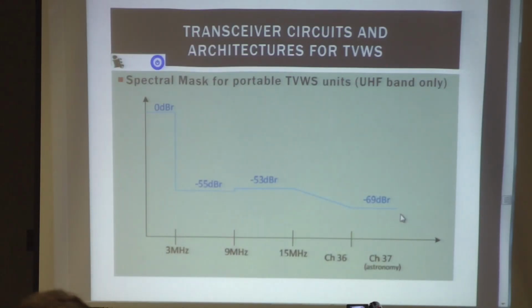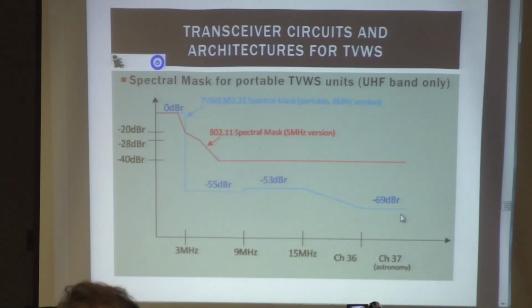Now, just to give you an appreciation of how stringent these specs are, even for portable applications, I'm comparing here to Wi-Fi 802.11. This is the 5 megahertz version. And as you can see over here, the spectrum mask of 802.11 is actually much looser than what's required for TVWS. And this is mainly just to be able to coexist with TV channels that are out there.